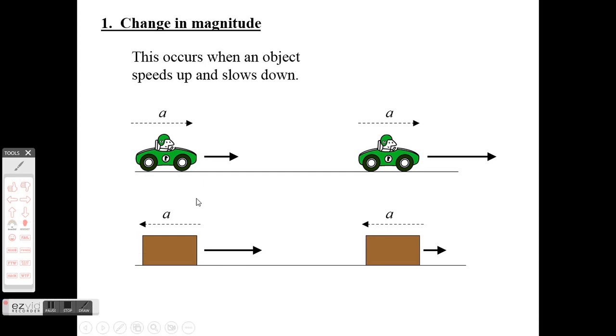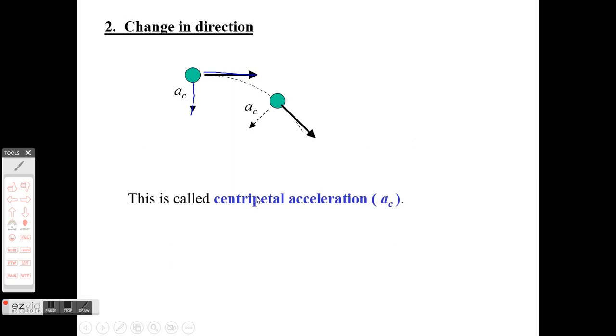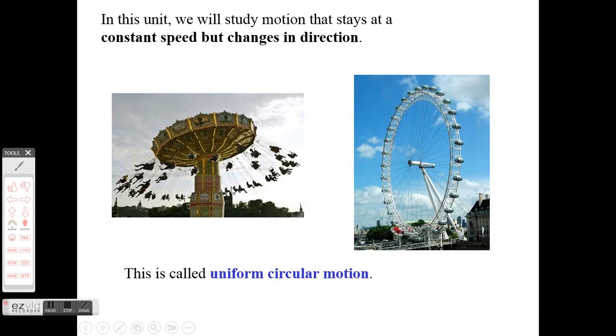The other kind is when we have a change in direction. And this is where the acceleration comes linked right away with a force, because in this case, the acceleration is basically pulling our object around the corner. And the acceleration is always pointing towards the center of the radius, I should say the center of this circle, and we call this centripetal acceleration. In this section, we're going to look at motion that stays at a constant speed but changes in direction. We call it uniform circular motion.